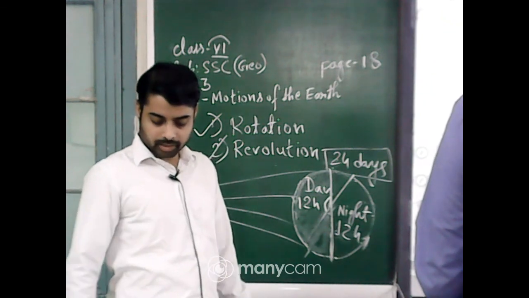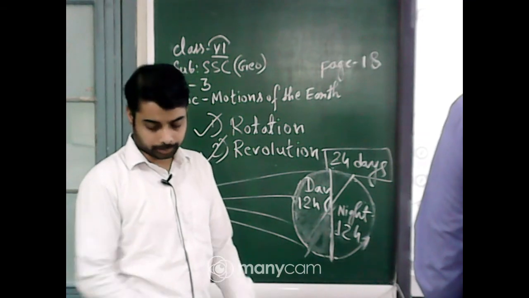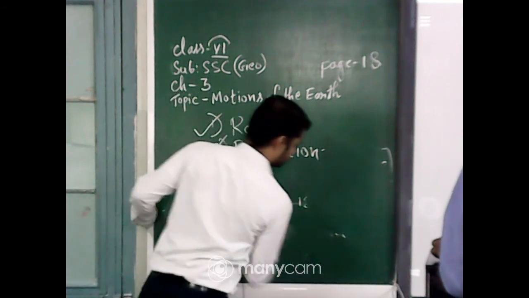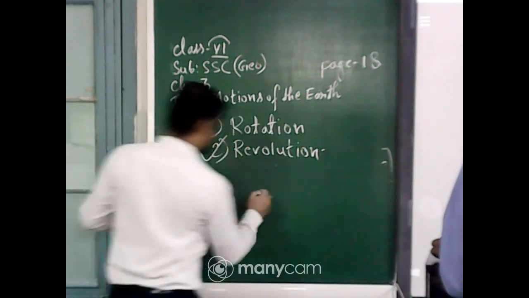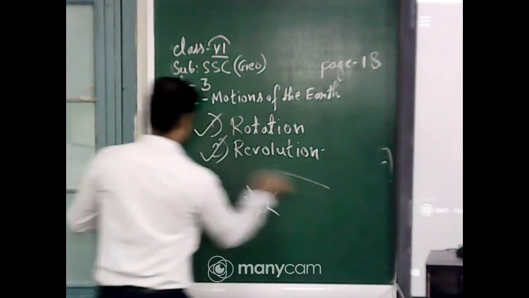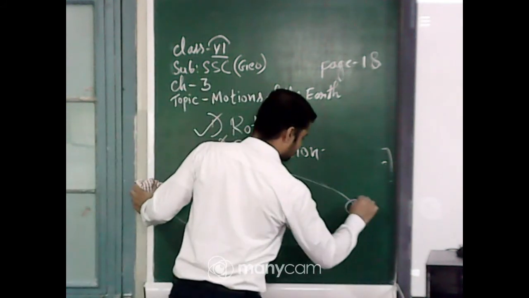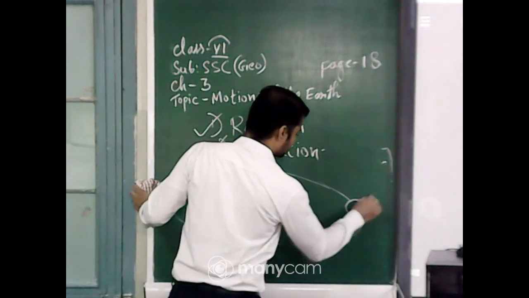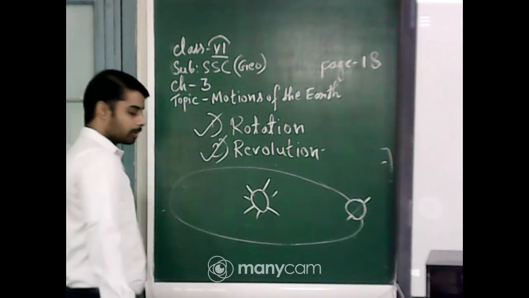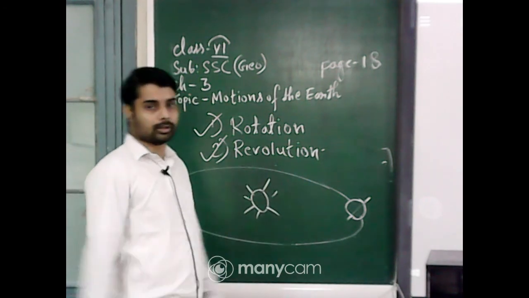So the second motion of the Earth around the Sun is called the revolution. Look at the board. It is the Sun, and this is the orbit of Earth. Earth rotates in this orbit around the Sun, and this movement is called the revolution.